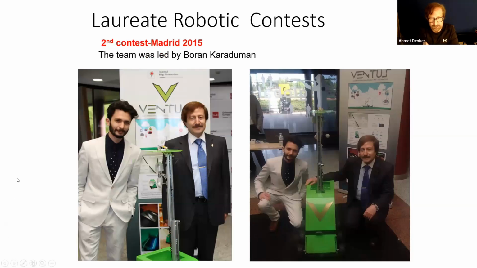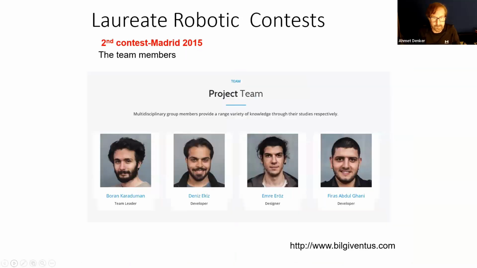Okay, 9 years ago, this is me 9 years ago, with the project leader, Boran Karaduman. It was a very, very successful project, a silver medal. They won, and a prize also, a money prize. This is the project team.